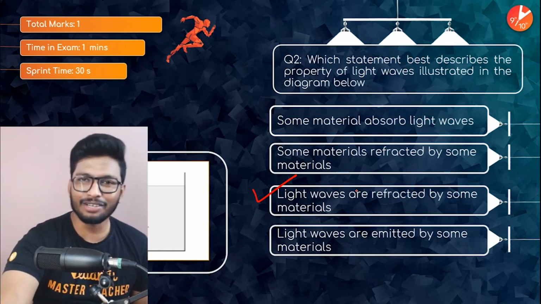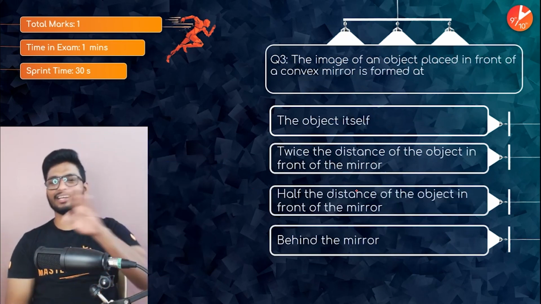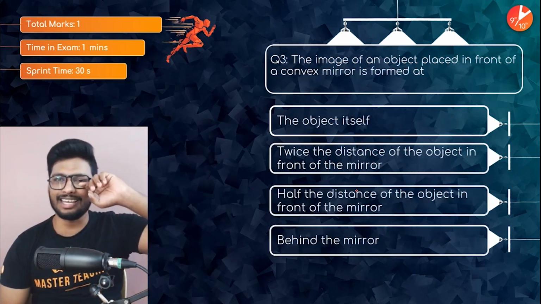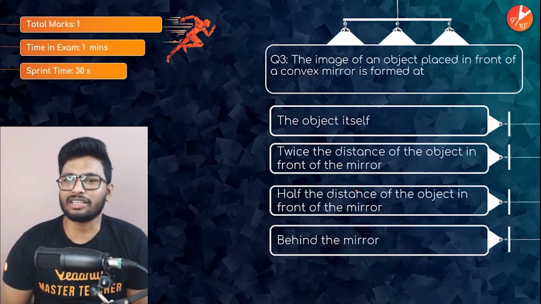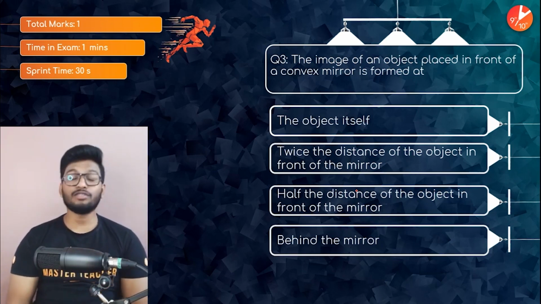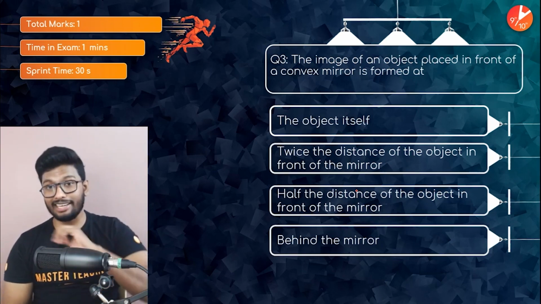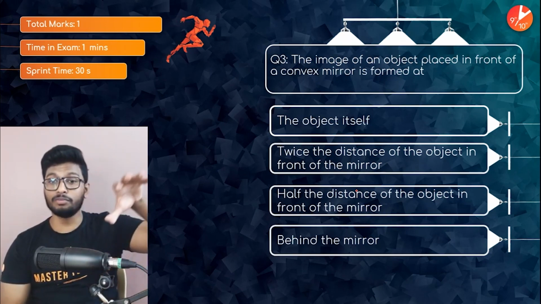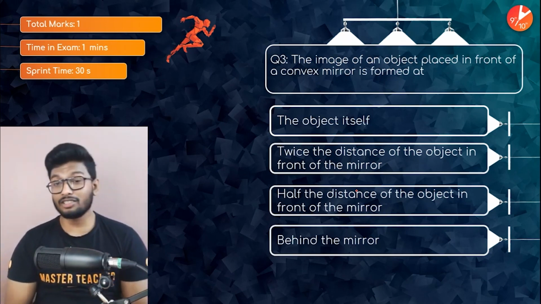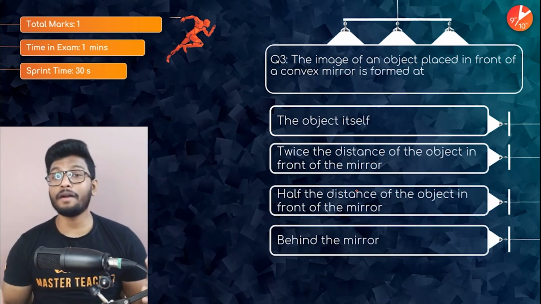Third question. Let's take a look at the third question. Again, guys, super duper easy. The question is this. The image of an object placed in front of a convex mirror is formed at the object itself, twice the distance of the object in front of the mirror, half the distance of the object in front of the mirror, or behind the mirror.